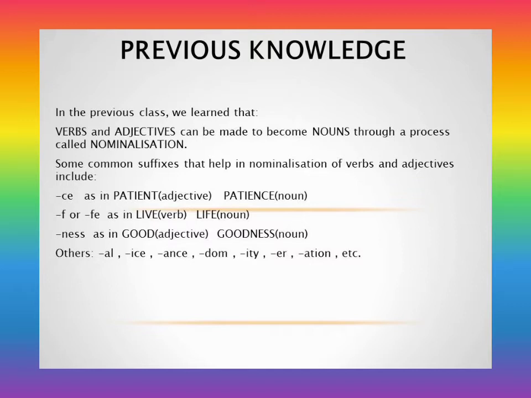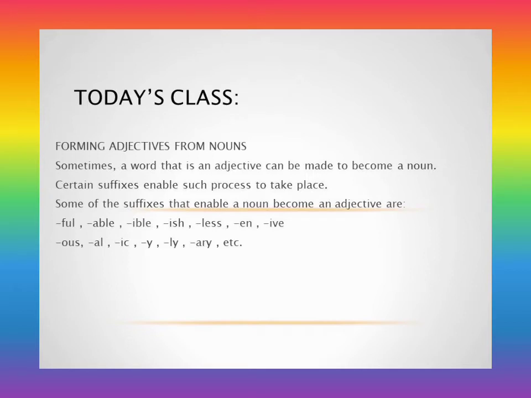But in today's lesson we are looking at how to form adjectives from nouns and verbs. Of course, there are certain suffixes that enable such a process to take place, and they include ful, able, ish, less, ous, al, y, ly, ary, and so on and so forth.